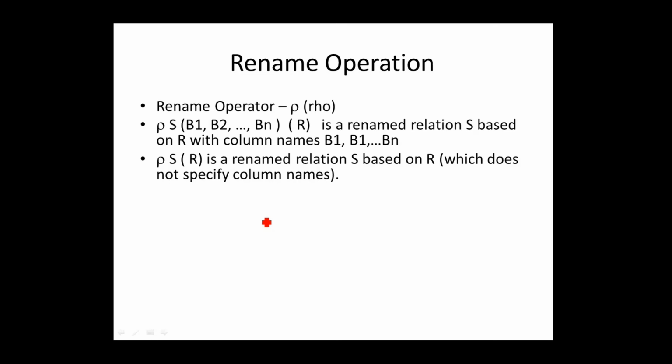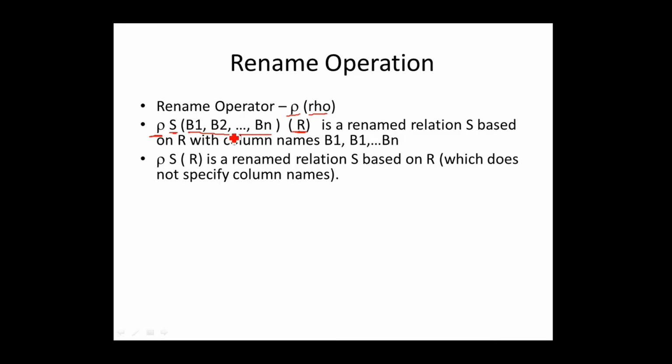We all know what a rename operation is. You can rename a column name. You can rename the entire table. So you can rename a table or a column, right? So that's what the rename operator is all about. We call this operator the rho operator. It's not a P, it's a rho. And whatever you're seeing here is, I am renaming this relation R to the new name S. For that, I'll use the rho operator, and B1, B2, Bn are the column names.